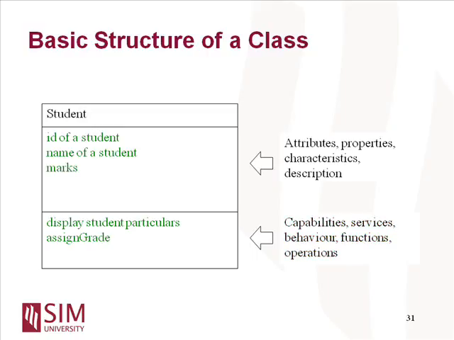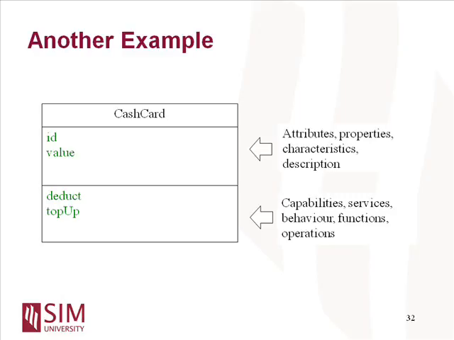Similarly, if you have a class called Student, then you will have typical attributes such as ID of a student, name of a student, and marks. It will also have typical services such as displaying student particulars and the operation of assigning grades to students. Yet another example is a cash card.